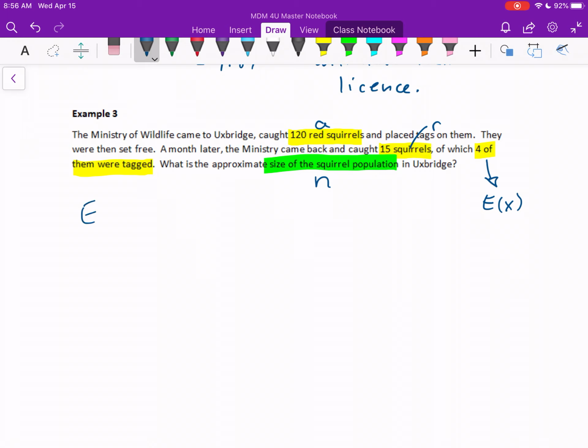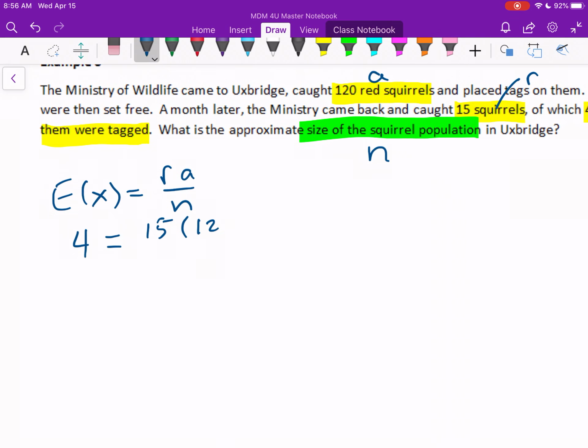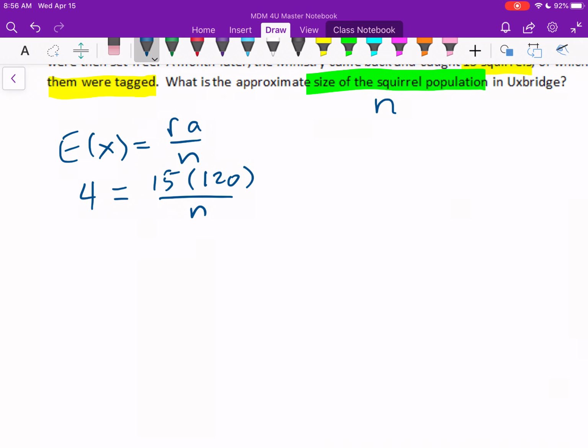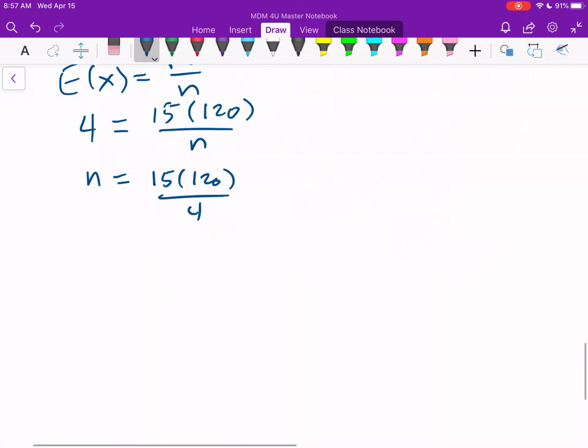So our formula was E at x equals R times A over n, and we know what E at x is. We think it's about 4. We know that R is 15, because that's how many trials we did. That's for sure. And we know that there are 120 successes out there. We also know that for sure. So we can use this formula to find n. If I rearrange this, multiply both sides by n, divide both sides by 4, I can isolate n like this: 15 times 120 over 4, and that works out to be 450.